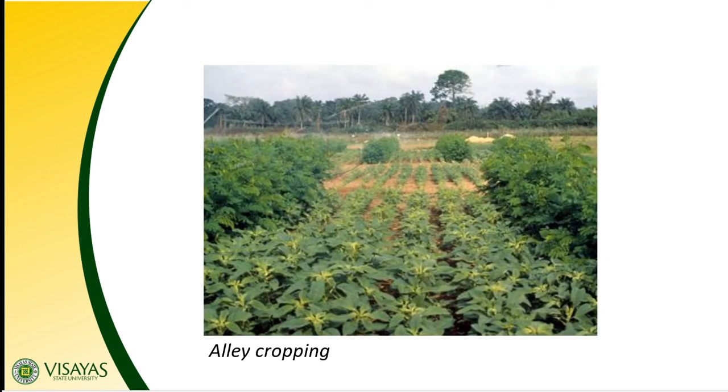So this is a picture of an alley cropping system. So we have here at both sides leguminous plants. I think these are Madre de cacao trees, and we can plant here at the alleyway other agricultural or horticultural crops, hence the term alley cropping system.